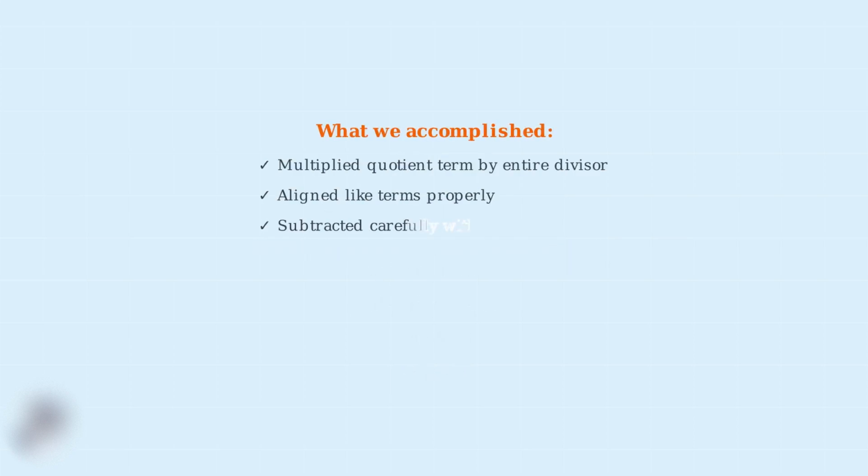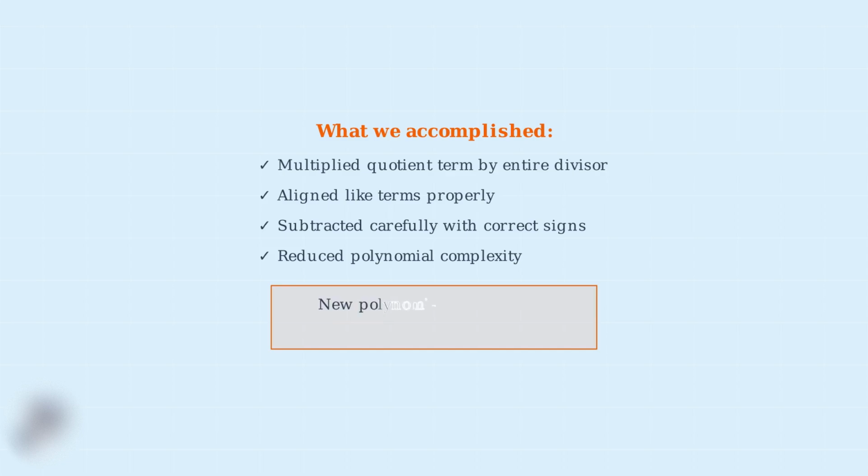Here's what we accomplished in this crucial step. We multiplied our quotient term by the entire divisor, aligned like terms properly, subtracted carefully with correct signs, and reduced the polynomial's complexity. Our new polynomial to work with is 3x plus 3, which has a lower degree than what we started with.